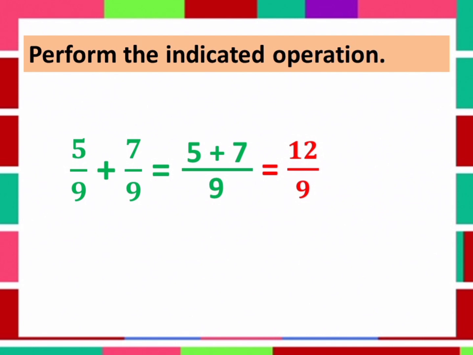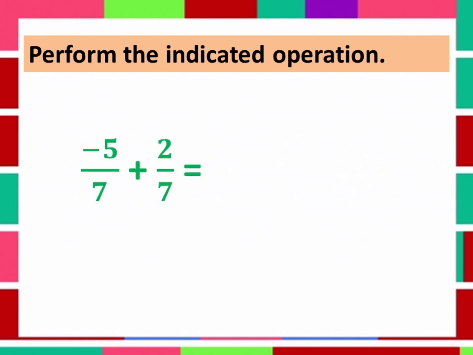And 12 over 9 can be reduced to lowest term. They are both divisible by 3. So, 12 divided by 3 is equal to 4, and 9 divided by 3 is equal to 3. Now, 12 over 9 is equal to 4 over 3, or 1 and 1/3.